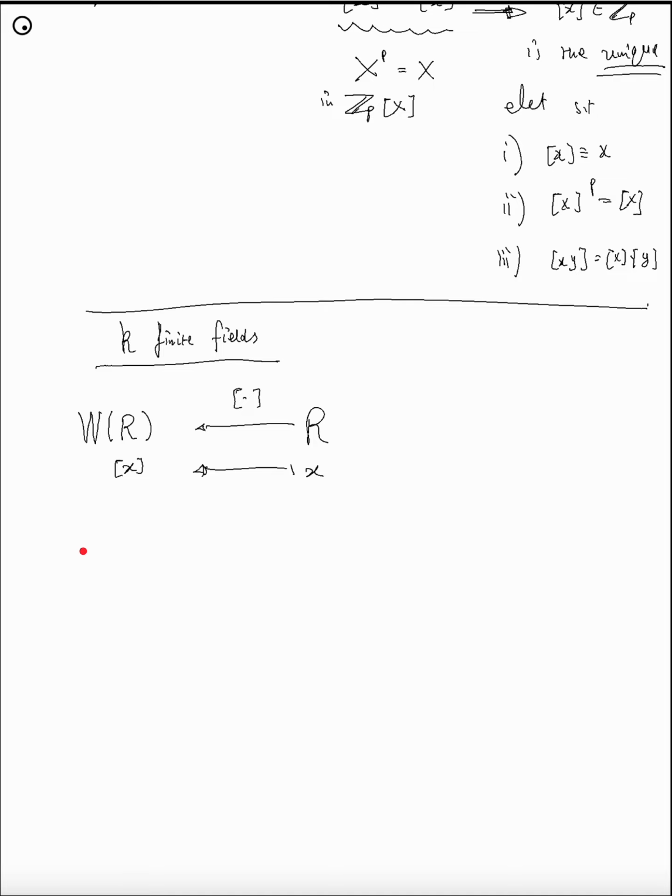The reason is that in the Witt ring the multiplication can be complicated, but when only the first component is non-zero, then this is very easy, just this one, so it's multiplicative. This is always multiplicative.